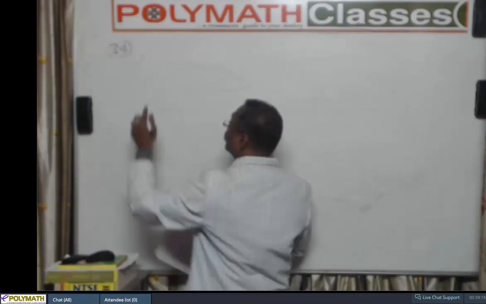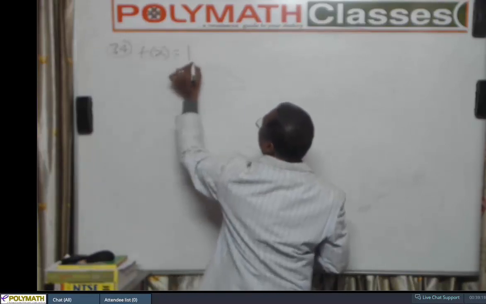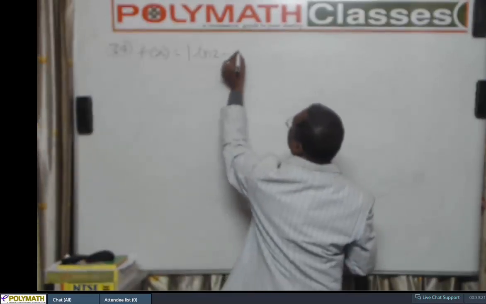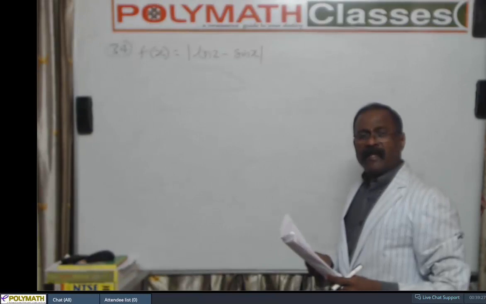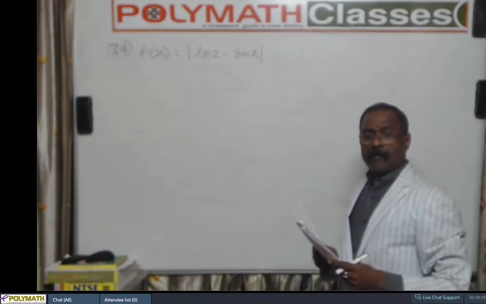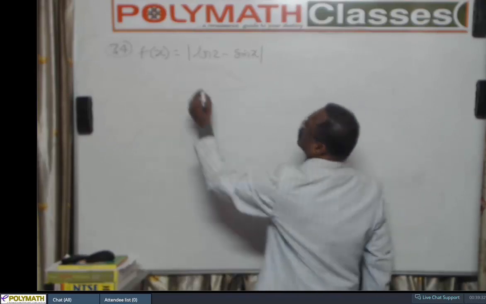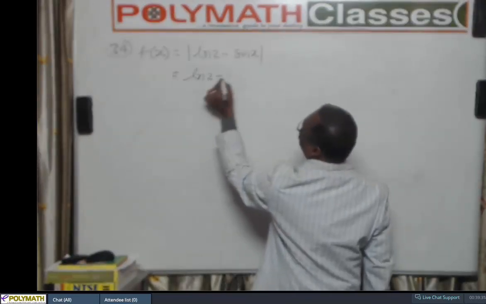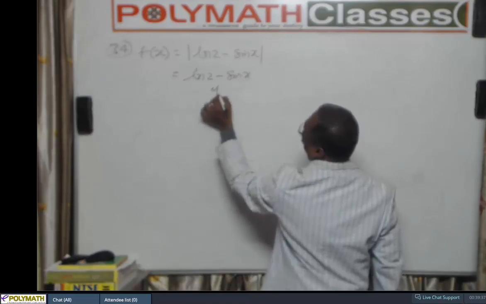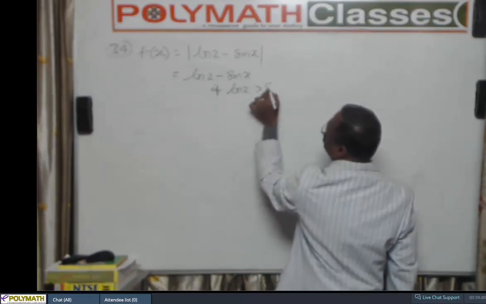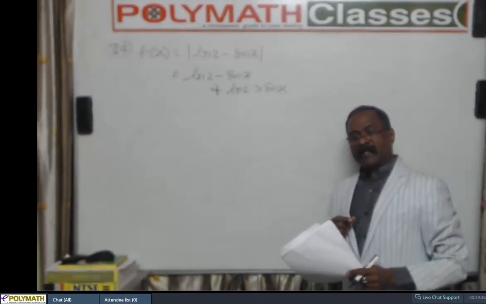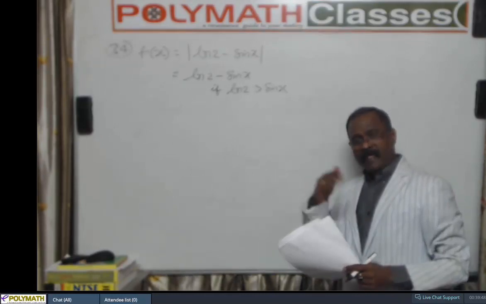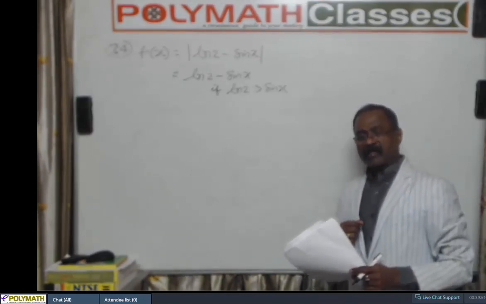Question number 34: f of x is equal to modulus of ln2 minus sin x. Now, in the beginning itself, let us eliminate the modulus. That will be comfortable for you. This becomes ln2 minus sin x if ln2 is greater than sin x. Whether ln2 is greater than sin x or not, we will be discussing according to the options, because the derivative is discussed at 0.